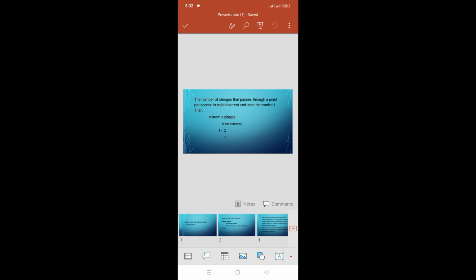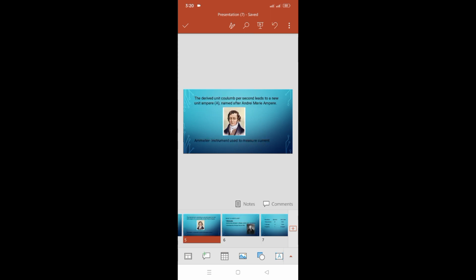The number of charges that passes through a point per second is called current and uses the symbol I. Then, current is equal to charge divided by time interval. I is equal to Q divided by T. The derived unit coulomb per second leads to a new unit, ampere, or A. It is named after Andre Marie Ampere. The instrument used to measure current is called an ammeter.